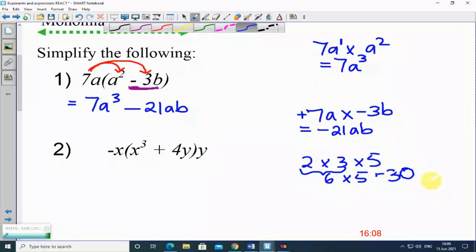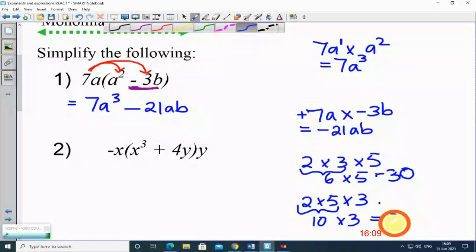But what if I change the order? What if I said instead 2 times 5 times 3? That's quite a nice order, because 2 times 5 is actually 10, and I know that's very easy to do. 10 times 3 is easy to do. That's also 30. So what that shows you is that when you're multiplying a set of things together, it doesn't matter if you change the order.